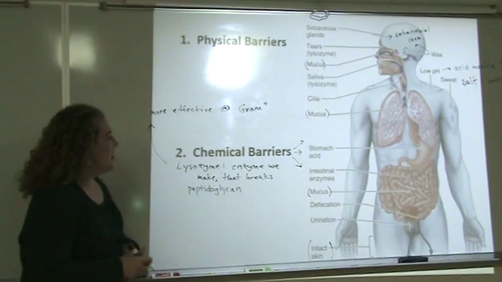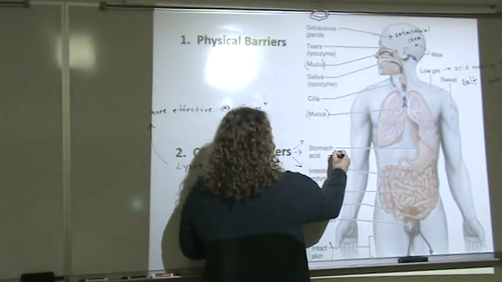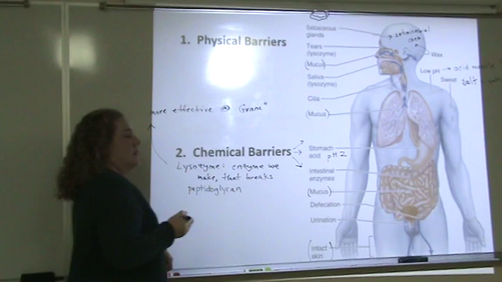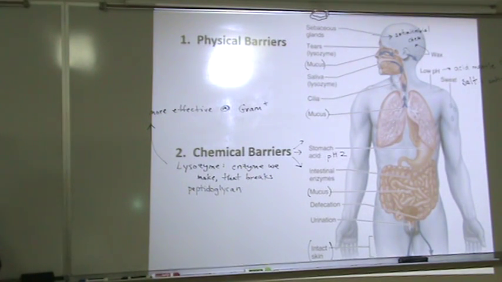What else? Stomach acid. Just make a note there. Stomach acid, when it's made, has a pH of 2. That is really acid. That's going to digest microbes.